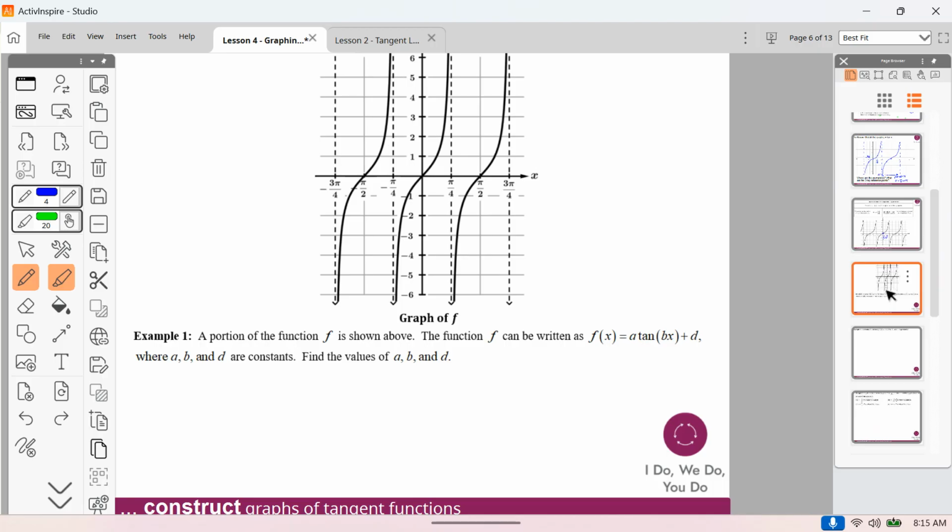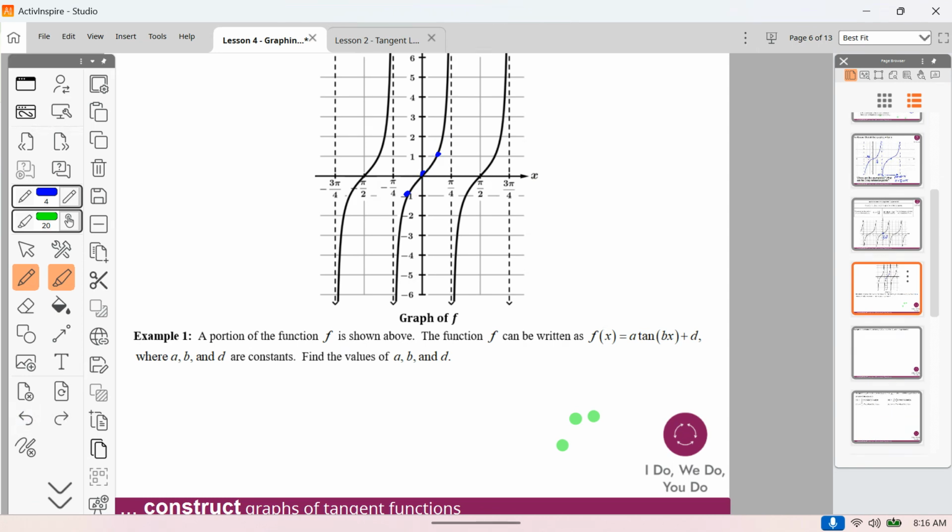So here's our first example. This can be written in the form of A tan B(x minus C) plus D. Let's have a go at finding what A, B, and D are. Well, we can see this point here, and this point here. These are our three characteristic points. What we notice is this one here is halfway between the center and the asymptote. So the center here is halfway between the asymptotes. This point is halfway between the center and the asymptote.